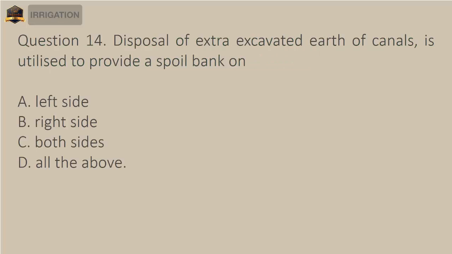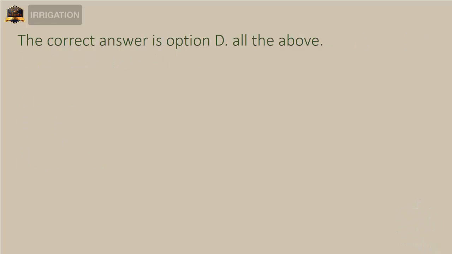Question 14. Disposal of extra excavated earth of canals is utilized to provide a spoil bank on A. Left side. B. Right side. C. Both sides. D. All the above. The correct answer is option D, all the above.